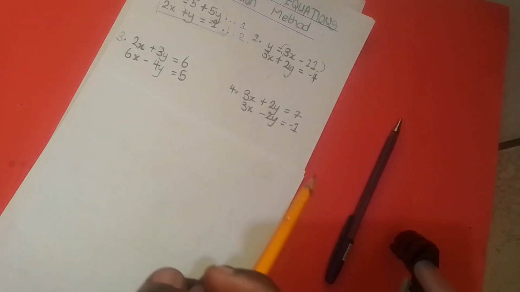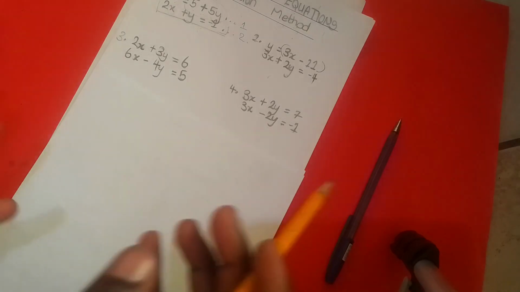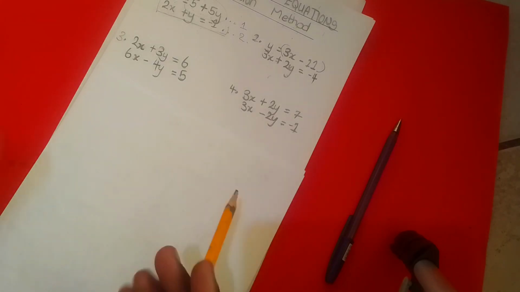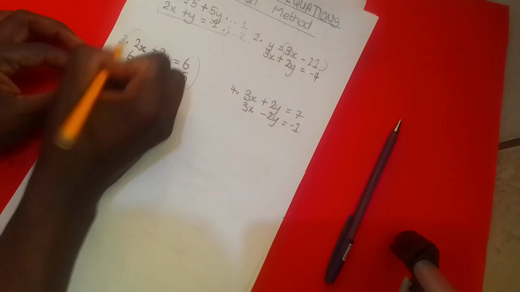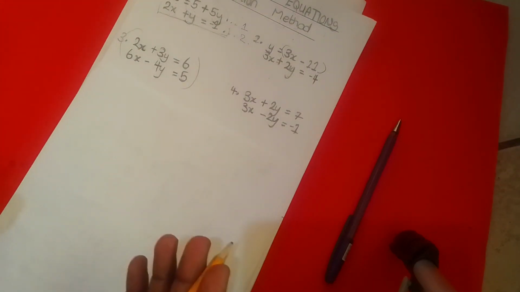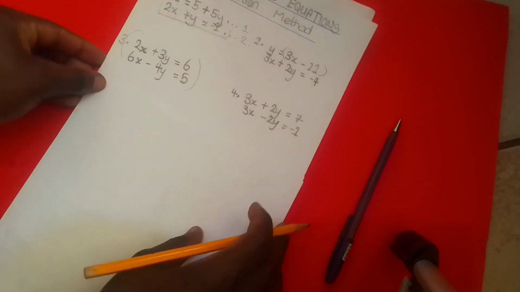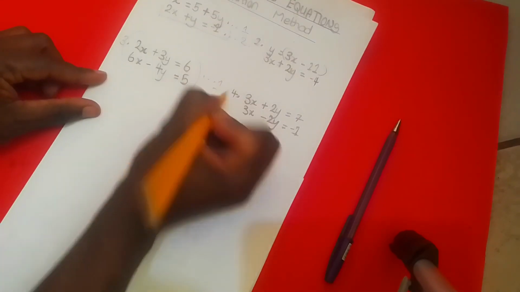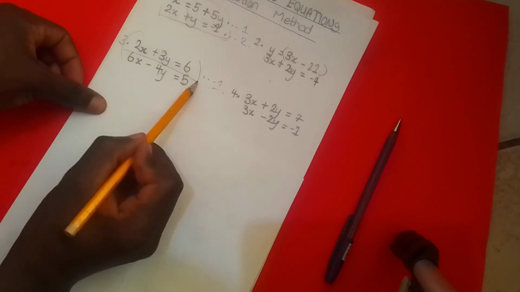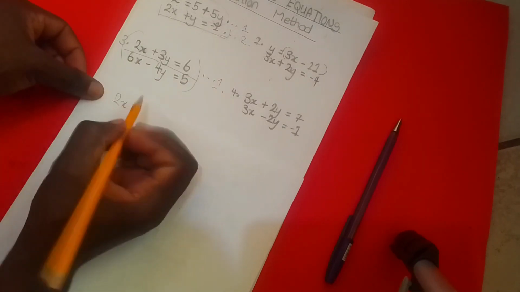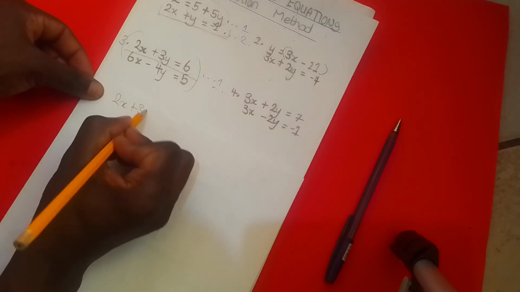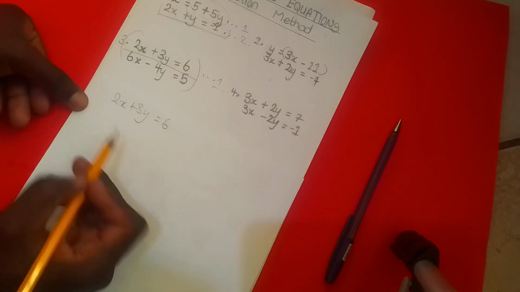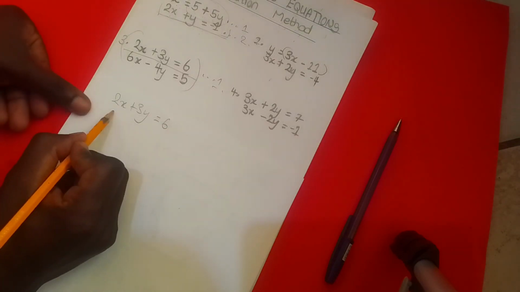Okay, so we are using the substitution method. We're not using the elimination method. But in this question, we're going to make a single variable the subject of the formula. Let's make x. So let's choose equation 1. Equation 1 is saying that 2x plus 3y is equal to 6, right? So we want to make x the subject of the formula, right?